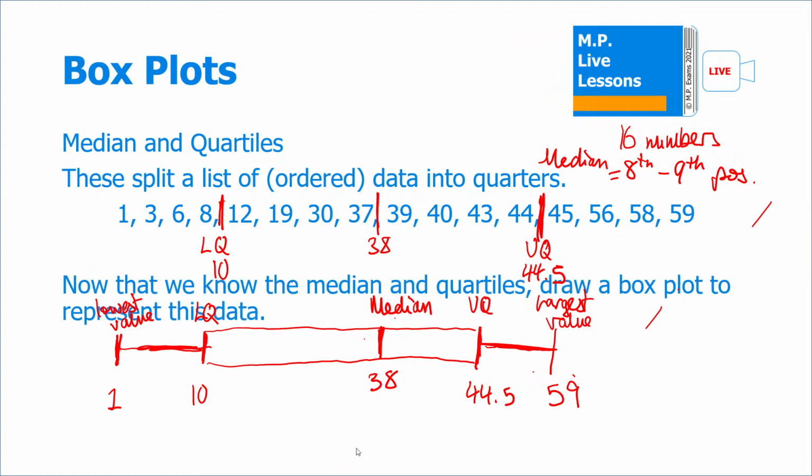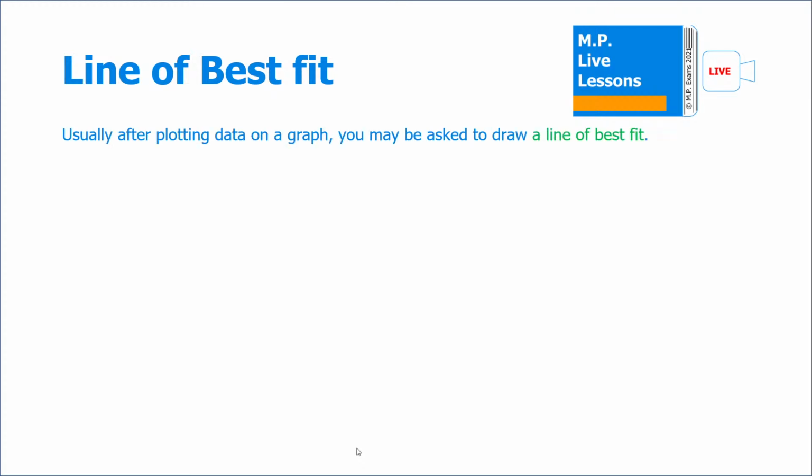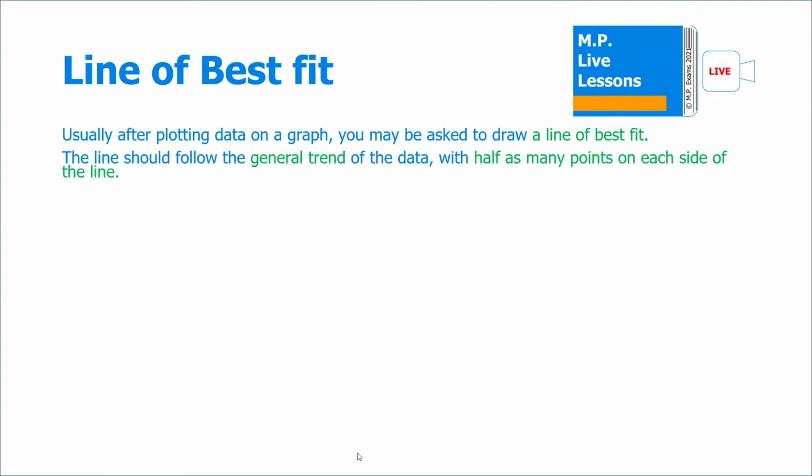And the final slide for tonight is line of best fit. Contrary to what I've said perhaps in science, these are literally just lines. So after plotting some data on a graph, you need to draw a line of best fit usually. This line of best fit should follow the general trend of the data and should have half as many points on each side of the line. And remember to ignore any outliers.